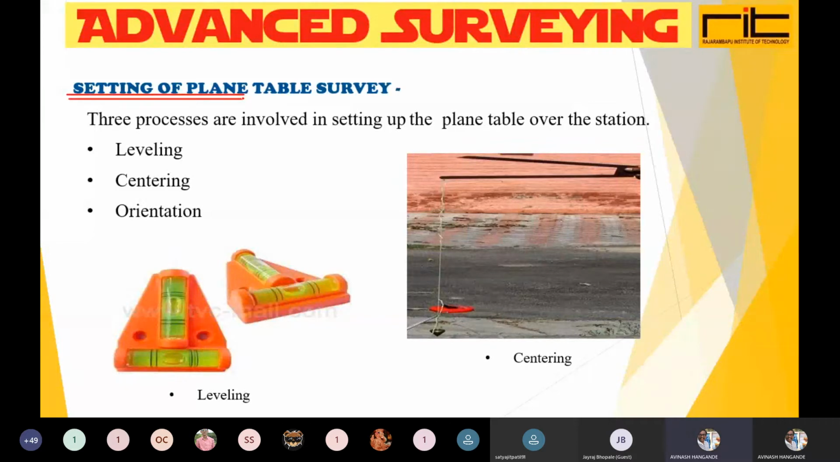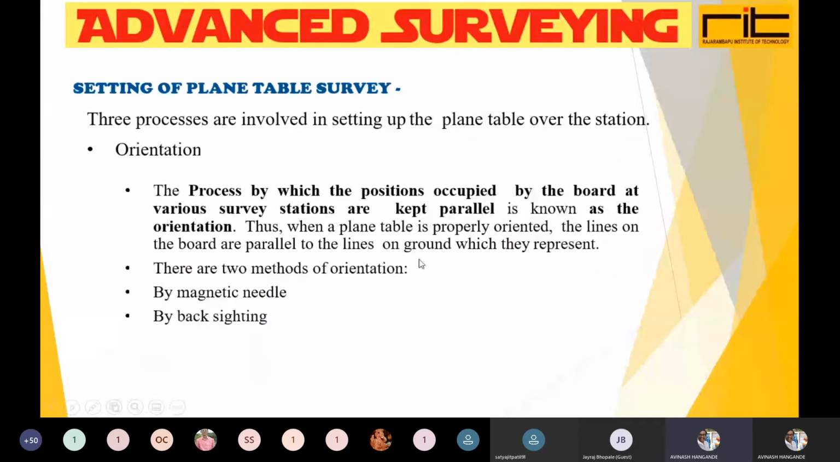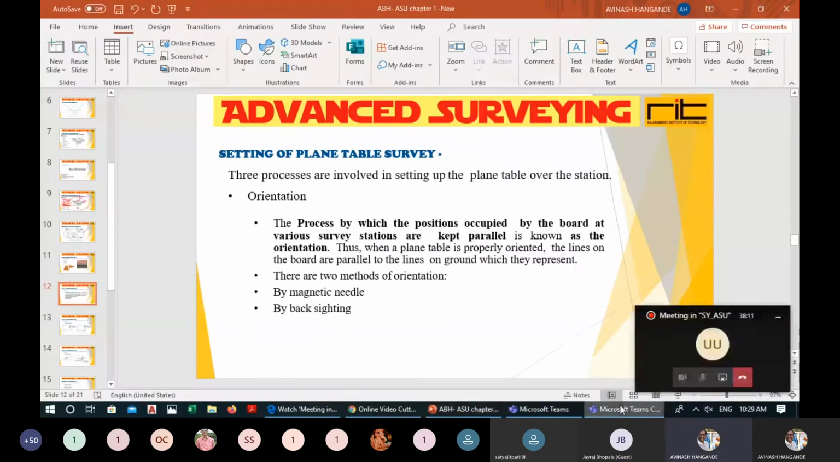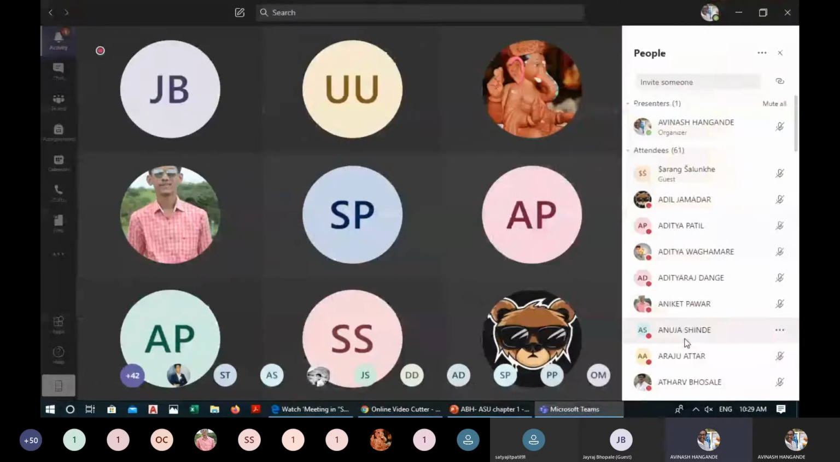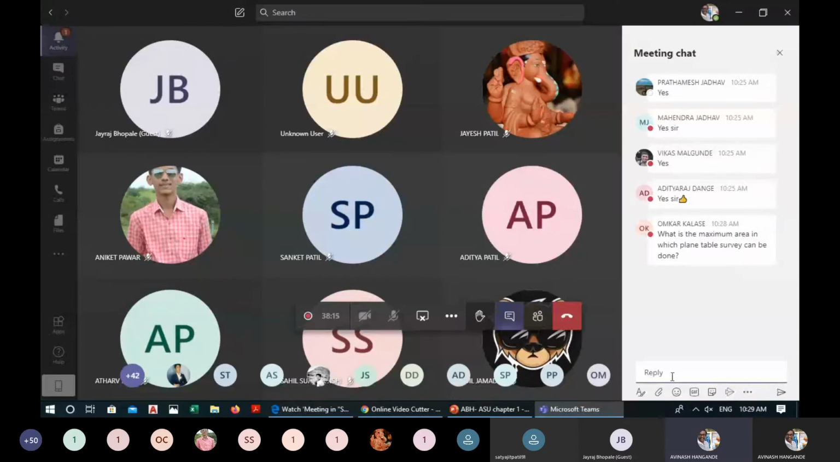Before going to setting of plane table, let me ask you a question. I'm typing one question. You all have to give me the answer.